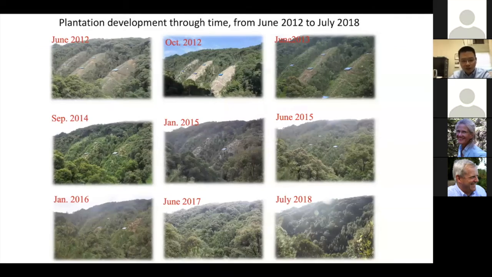Here are some pictures about the development of the tree plantation since 2012. The trees are growing very fast. We can see that after 3 years, all the canopy is recovered.